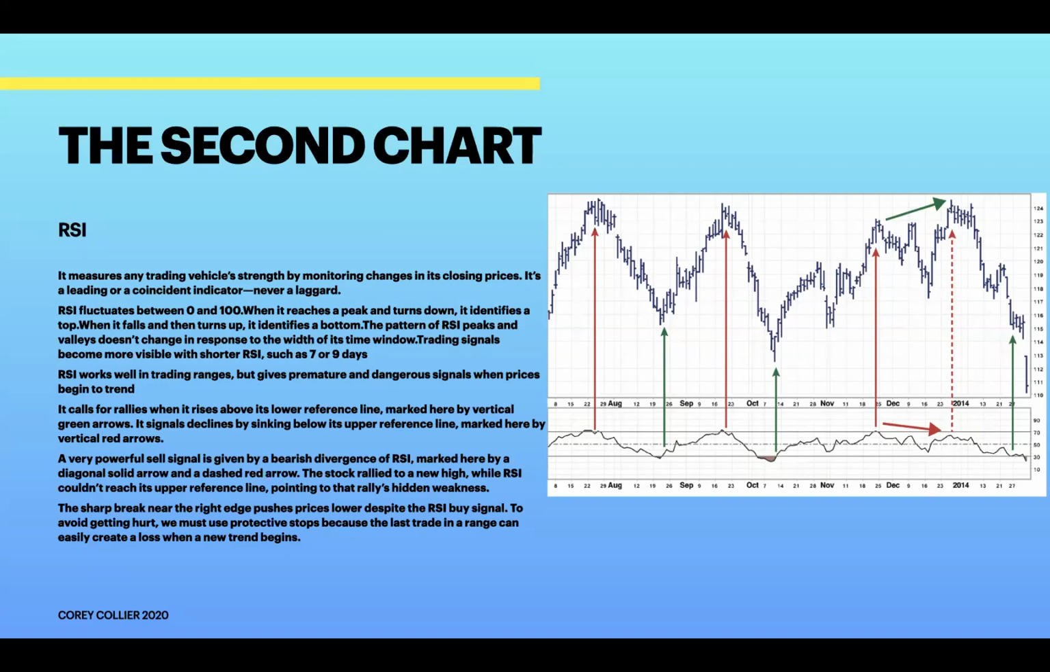When it falls and then turns up, it identifies a bottom. The pattern of the RSI peaks and valleys doesn't change in response to the width of its time window. So what that means is it doesn't matter how long that peak took to create. It doesn't matter how long that valley took to create, or the low, right?